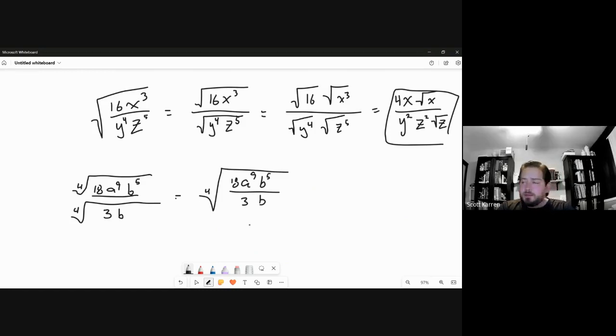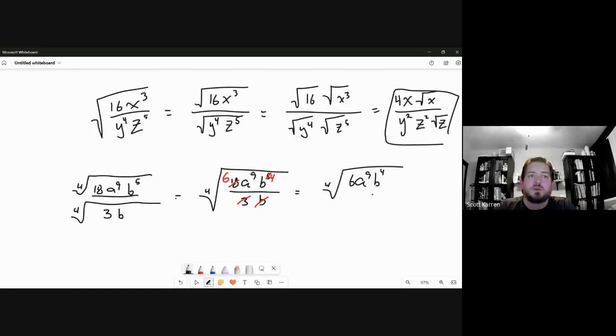Right? And now you can simplify this because it's a fraction inside there. 18 and 3 are both divisible by 3. That leaves me with a 6 up top. B and b to the 5th, I can cancel out 5 up top and leaves me with 4. So in the end, I've simplified it a little bit, and this is now 6 a to the 9th, b to the 4th. And I don't have a fraction anymore. The denominator is 1, it's gone.